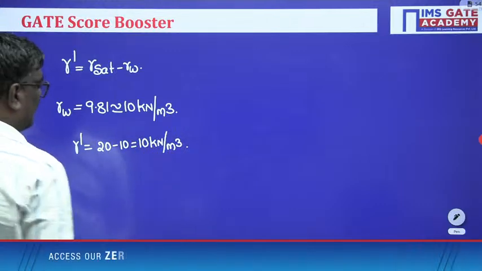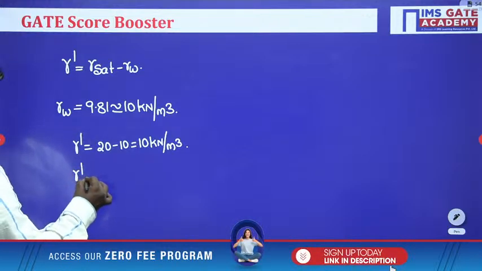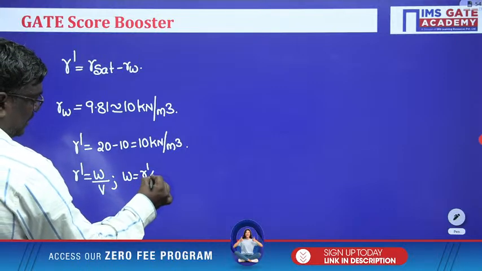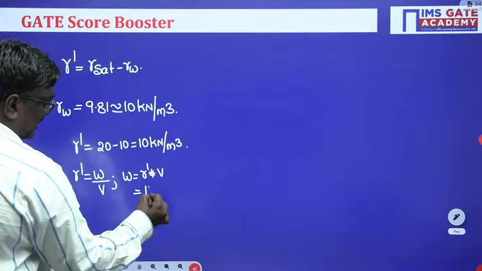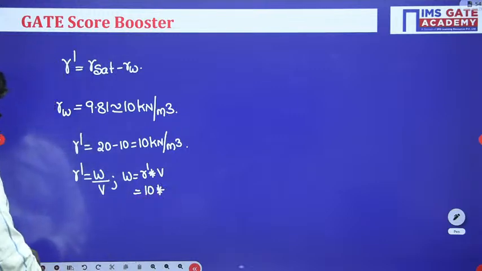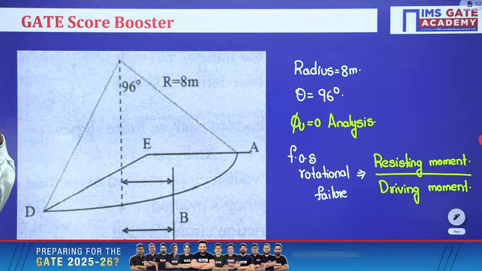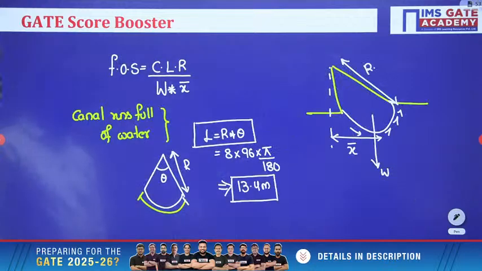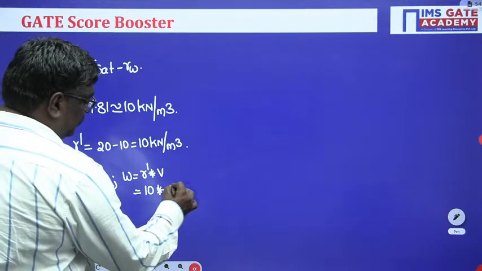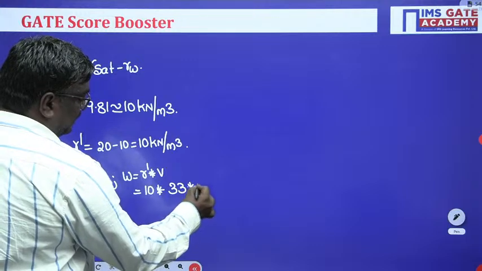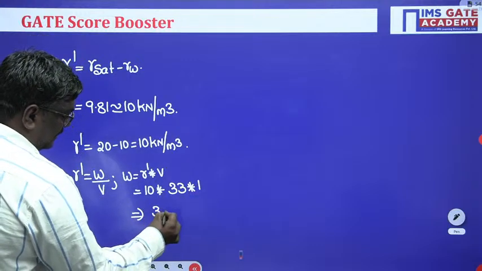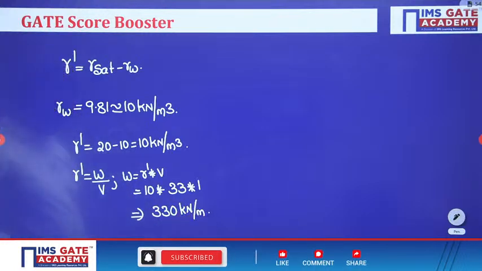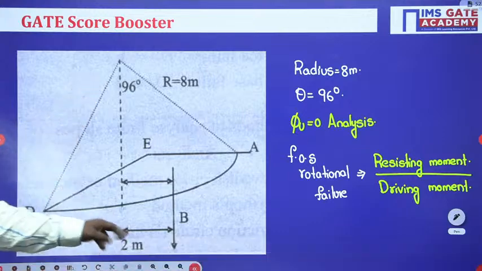Now, gamma dash is equal to weight by volume, so weight is equal to gamma dash into volume. So, 10 into the volume. They have given area as 33 meters square. So, 10 into 33 per meter length, here it is 330 kilonewton per meter. Now, see, students, they have given the centroidal distance as 2.